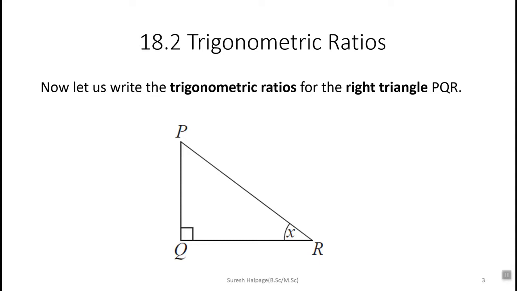Now let us write the trigonometric ratios for the right triangle PQR. One of the angles here is 90 degrees. This is a right angle. Magnitude of angle Q is 90 degrees. PR is the hypotenuse.